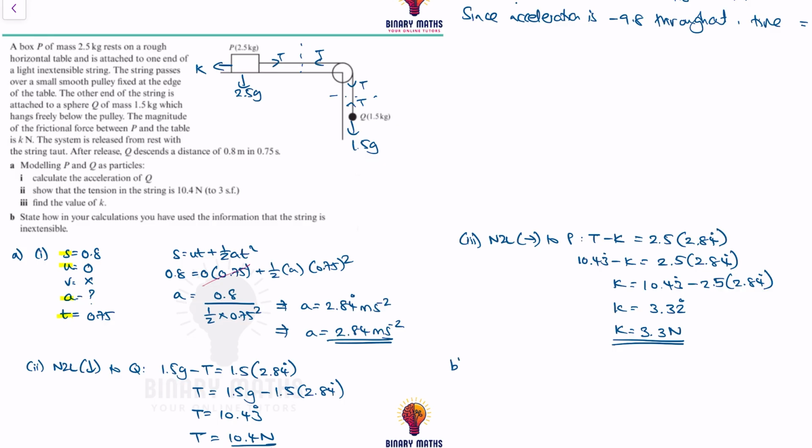That's A done. B is: state how in your calculation you have used the information that the string is inextensible. It means acceleration is the same throughout the string and on either side of the pulley.